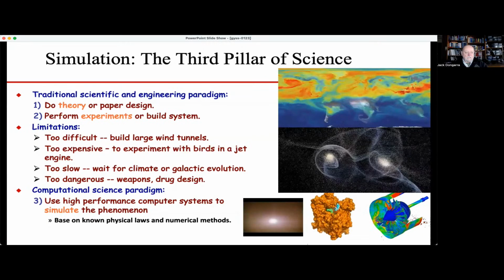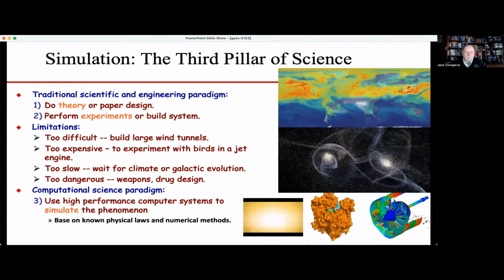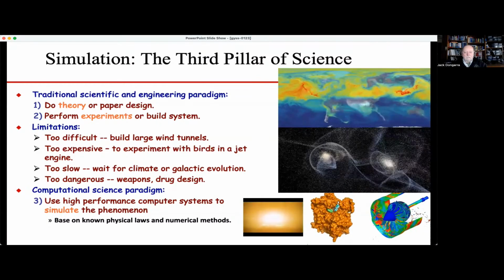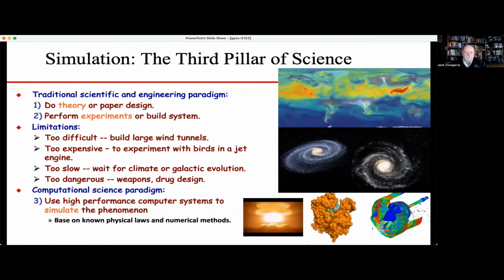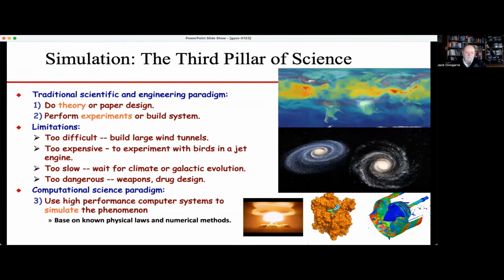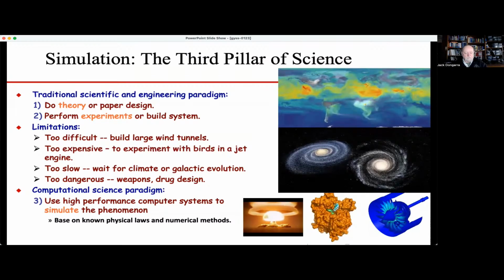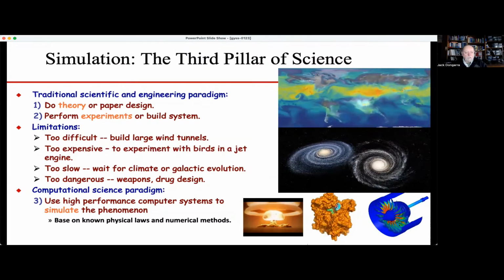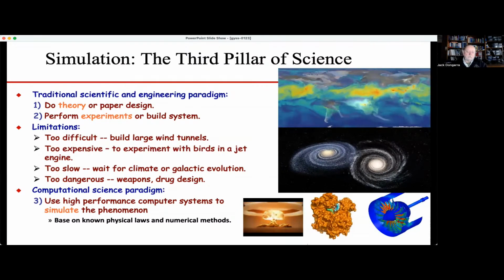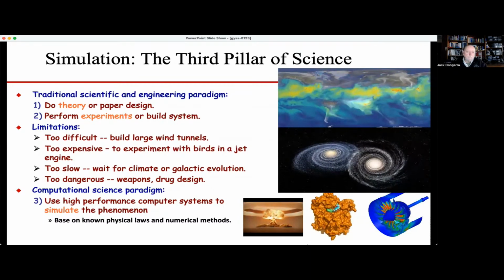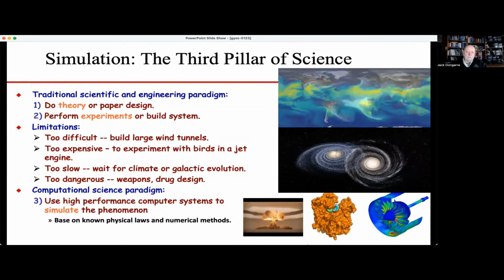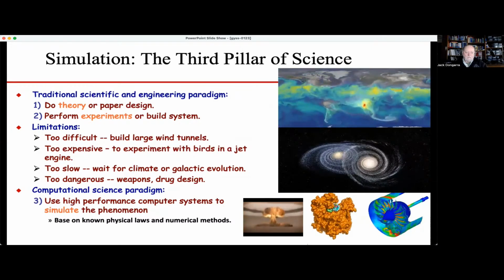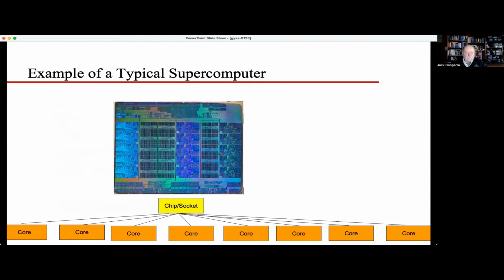So computational science is a paradigm that augments theory and experimentation. It's considered this third pillar under which we do scientific discovery. And we use high-performance computing systems to do many of these simulation experiments. And those simulations are done on those supercomputers.